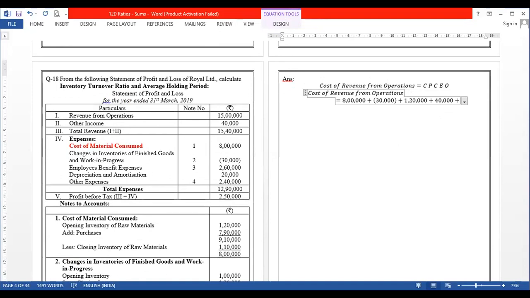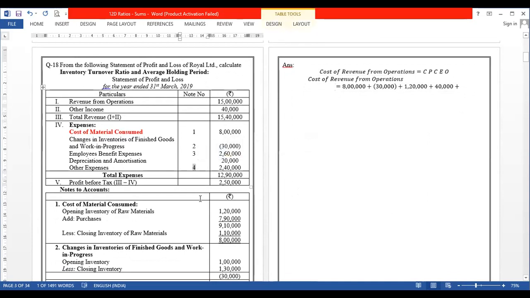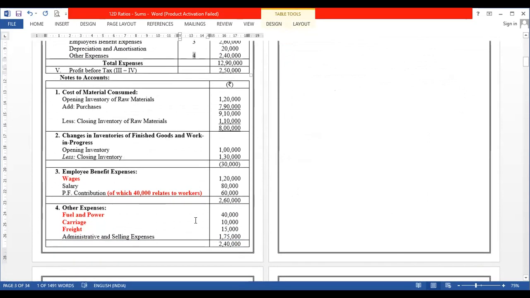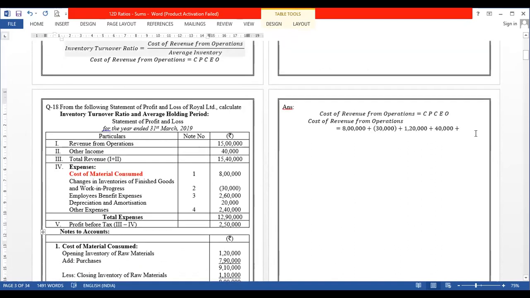Now O is there. O is again other expenses. In other expenses also we do not have to see the total. I need to know the direct expenses only. So again you can see I have marked with red over there. Fuel and power, carriage and freight are the direct expenses. Admin and selling expenses, operating expense, but not direct. So if I get the total of these three, 40 plus 10 plus 15, that will be 65. So let me add 65 over here.